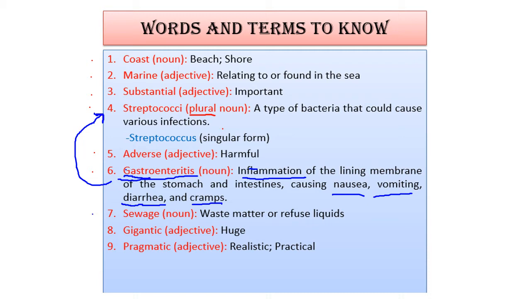Sewage water, what's that? Waste matter or refuse fluids from homes, from industries, from factories. Sewage, wastewater, or waste matter if you want. Gigantic means huge or very, very big. Pragmatic, what does it mean if a person is pragmatic? A pragmatic person is a realistic person and a practical person. Now someone will tell you, please look at this pragmatically. You need to take it pragmatically. No feelings. Be realistic and be practical.